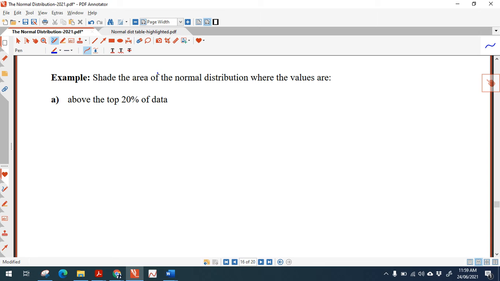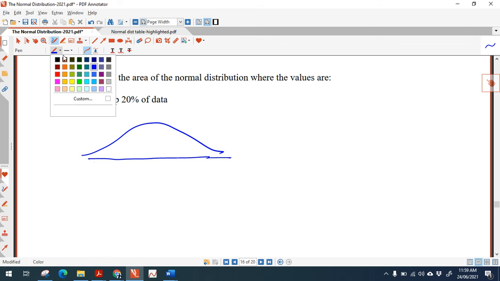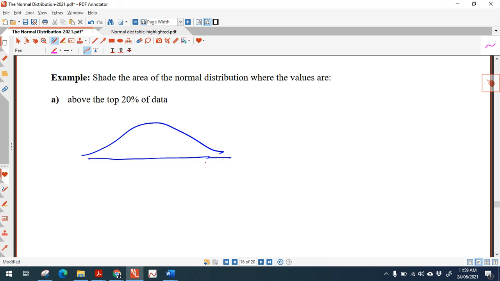We've got to show the area of the normal distribution where the values are above the top 20% of the data. Okay, so best thing to do here is to draw a rough sketch of your normal distribution first. We do a nice neat one. So there it is. There's your normal distribution. Now, if we're looking at the top 20%, then that is going to be here, roughly. Okay, so we want this bit here.